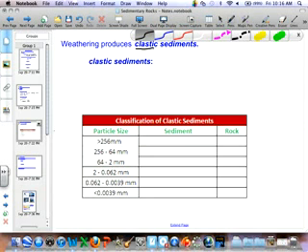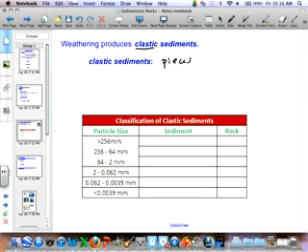I want you guys to go to section 6.1 in your textbook. Okay. Section 6.1 in your textbook, and I want you to fill out this table. Pieces of rock.